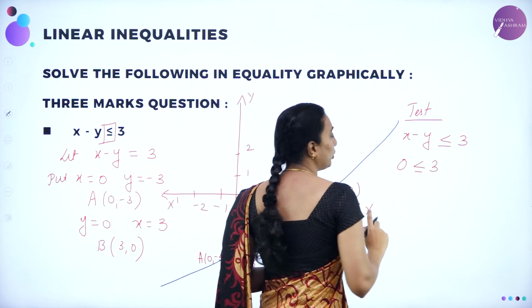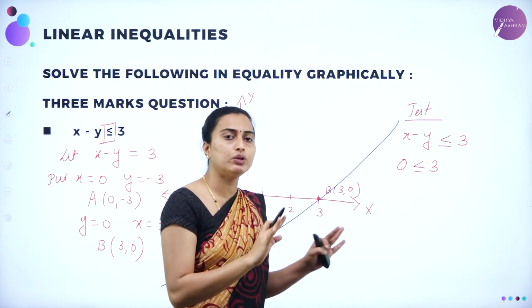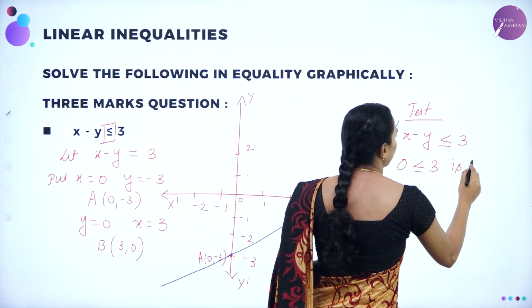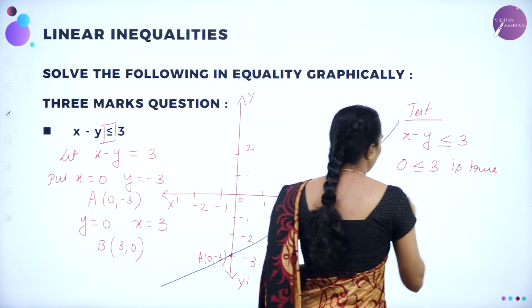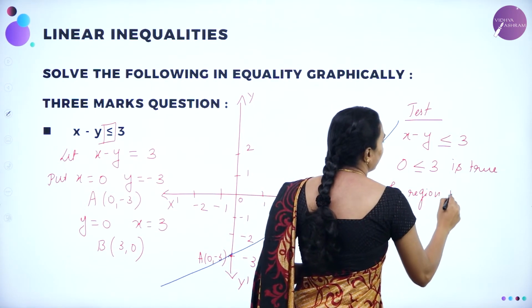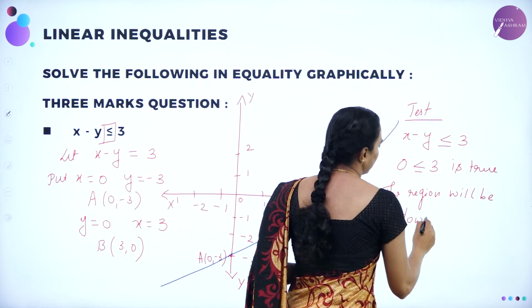One condition will be true. Which condition? 0 is always lesser than 3. 0 equal to 3, you reject that one. Okay. So 0 is lesser than 3 is true. So therefore the region will be towards the origin.